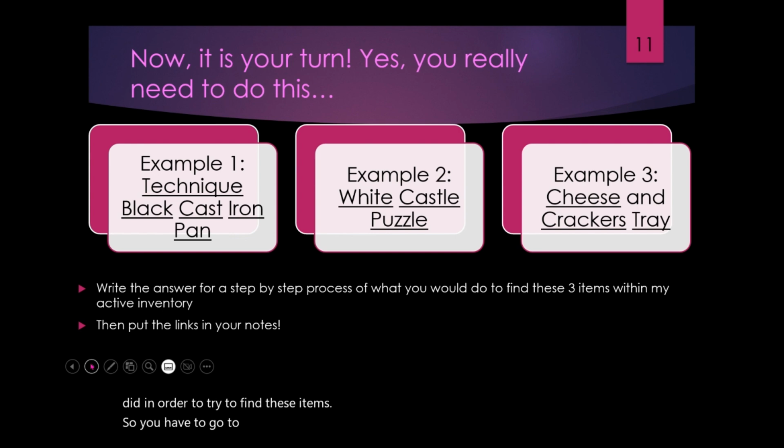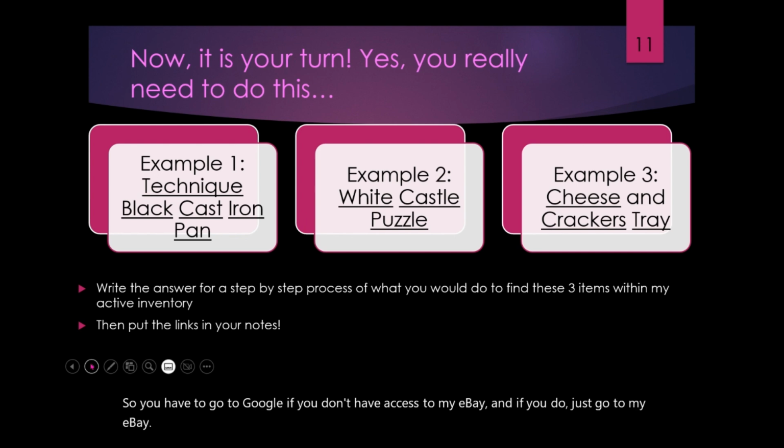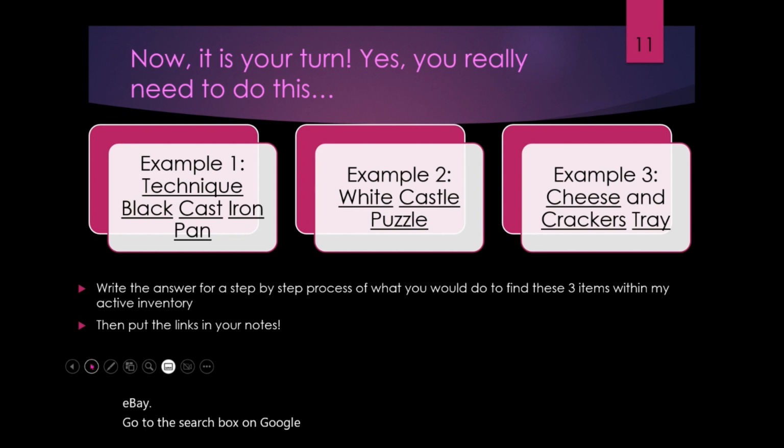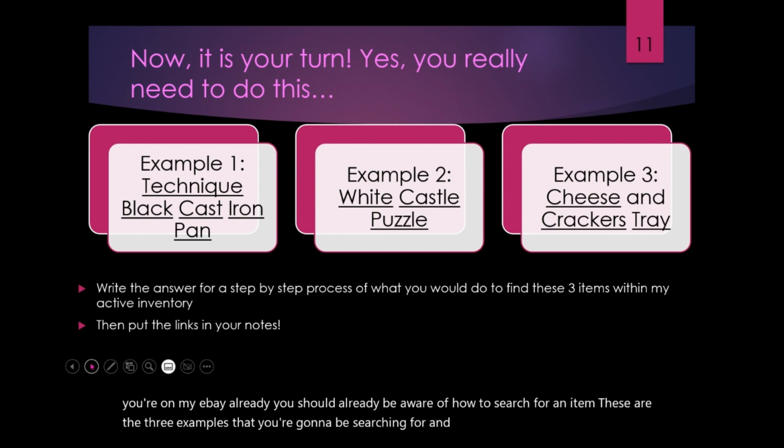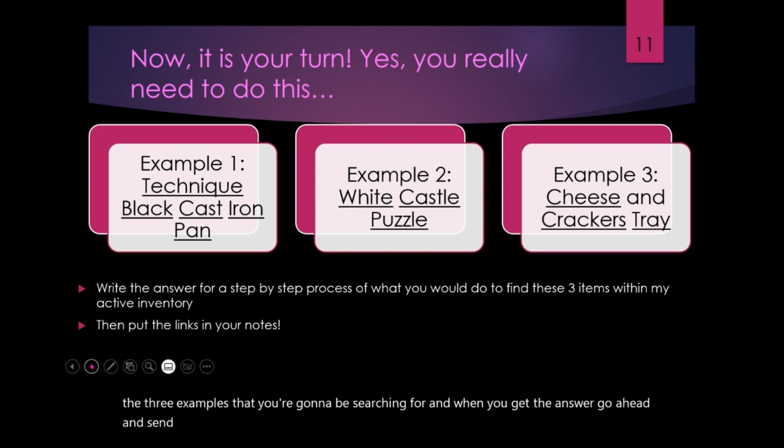So you have to go to Google if you don't have access to my eBay. And if you do, just go to my eBay. Go to the search box on Google and type Annie's Antiques and Hard to Acquires. And if you're on my eBay already, you should already be aware of how to search for an item. These are the 3 examples that you're going to be searching for, and when you get the answer, go ahead and send it to me as a message.